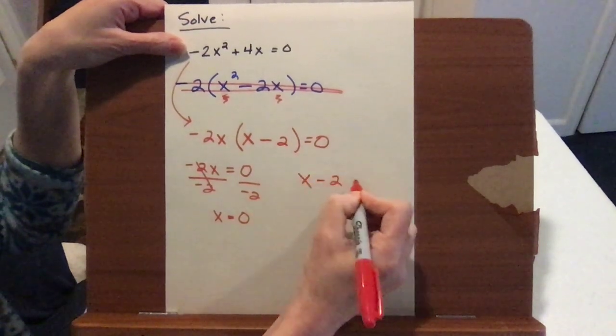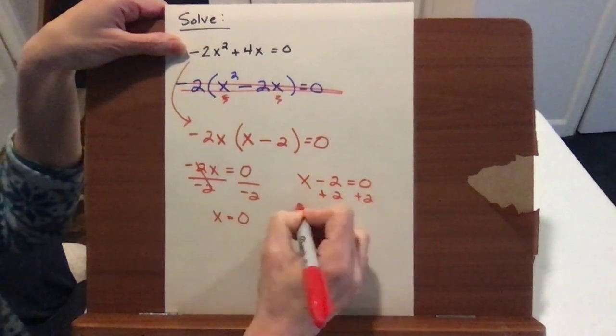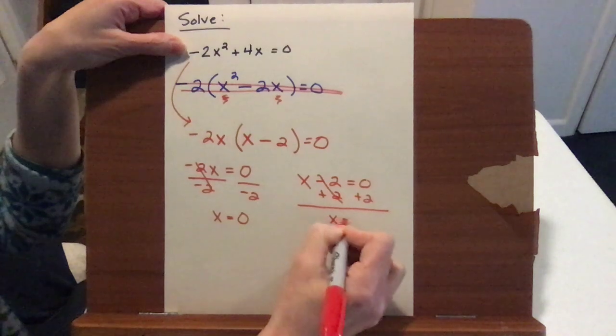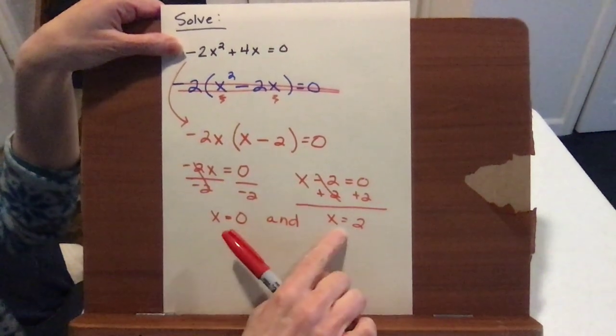Then we set x minus 2 equal to 0. And we add 2, and we add 2. And so x equals 2. So our two x-intercepts are x equals 0 and x equals 2.